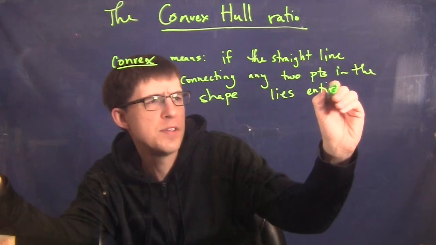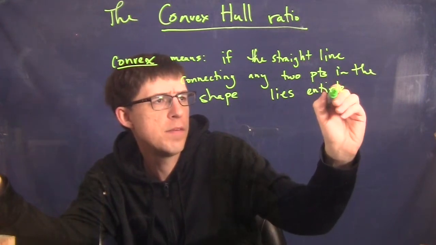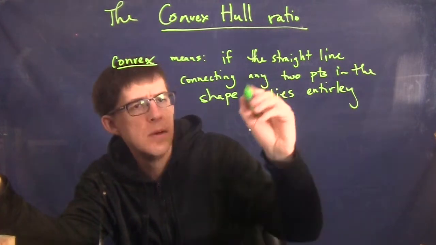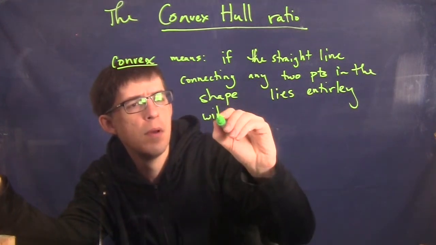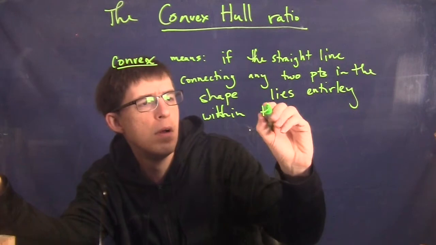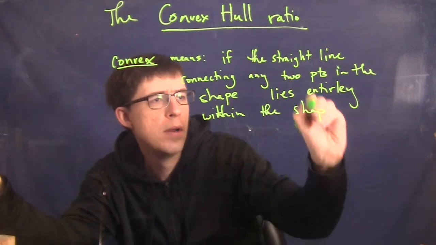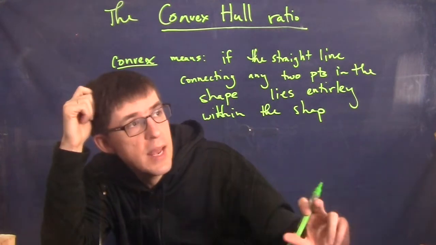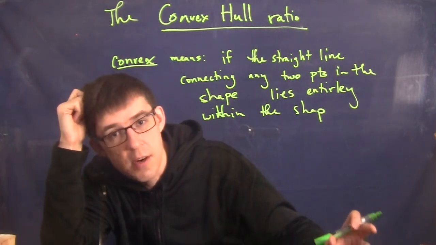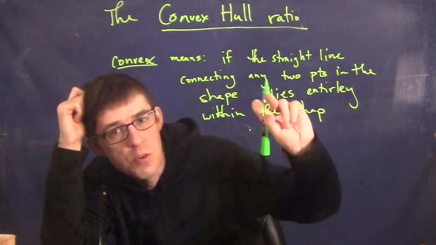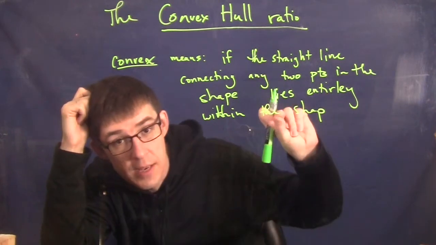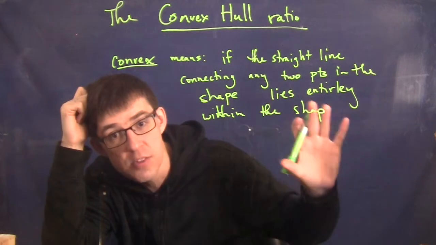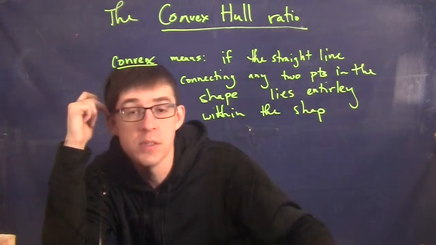This is kind of hard to understand, so I'm going to write it first. Entirely within the shape. All right. Convex means the straight line connecting any 2 points inside the shape lies entirely within the shape. You take any 2 points, you draw the straight line connecting them, and that whole straight line has to still lie inside the shape. If that's true for any pair of points, it's called convex.